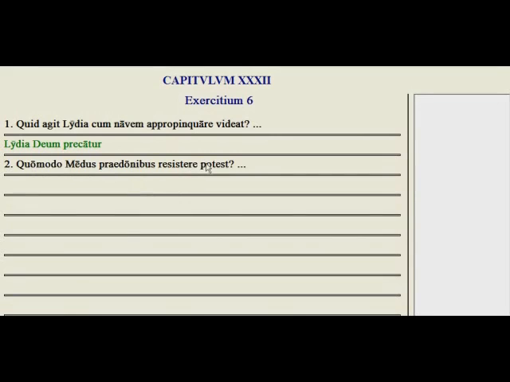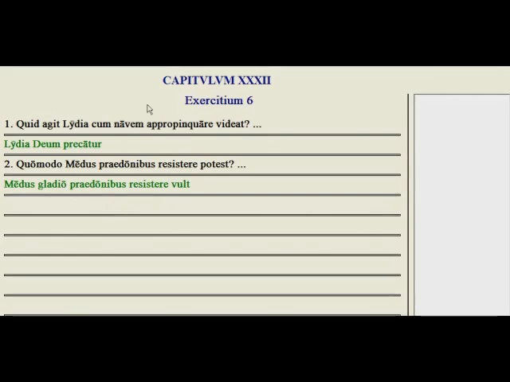So quo modo Medus praedonibus resistere potest? How is Medus able to fight against the pirates? Medus praedonibus resistere potest quia gladium sub veste occultavit, because he hid a sword under his clothes. Medus gladio praedonibus resistere vult. Medus wants to resist or fight against the pirates with his sword.